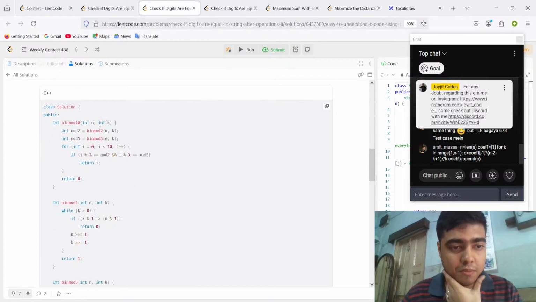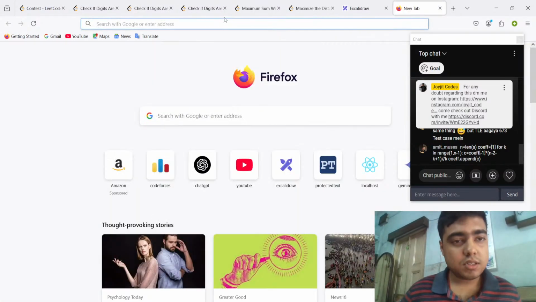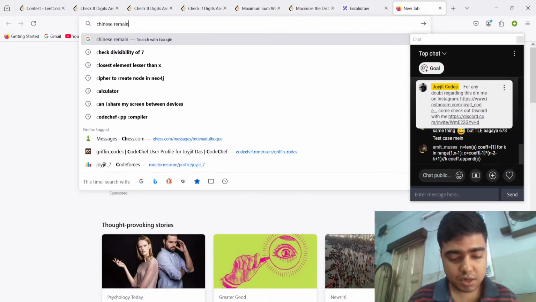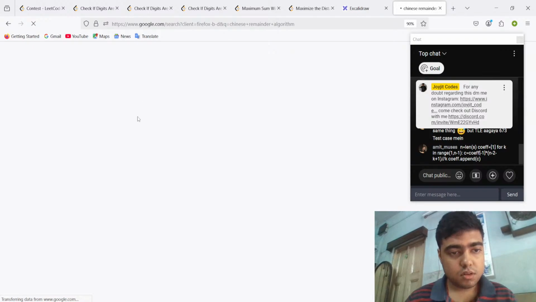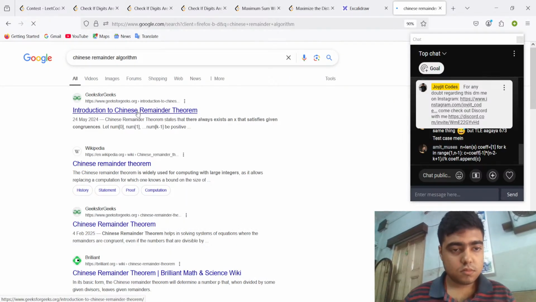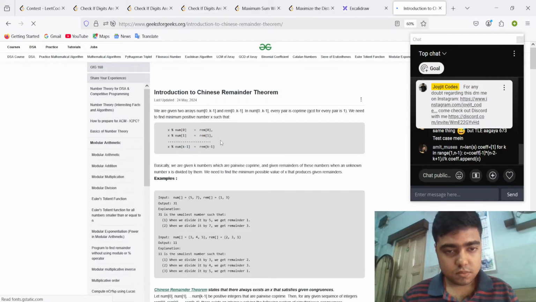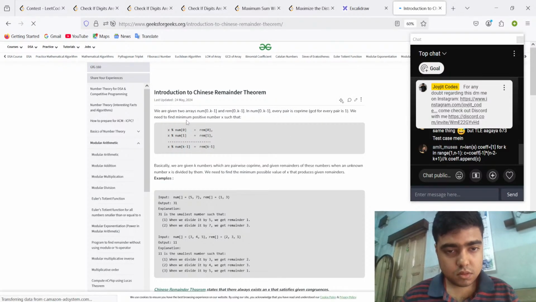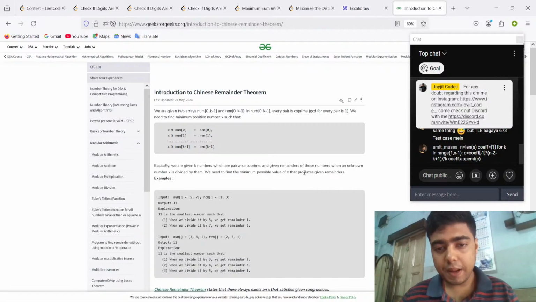So int bin mod 10. So this is a Chinese remainder algorithm. Let's go through it. I don't know what a Chinese remainder algorithm is. Okay, we are given two arrays, and remember the numbers in nums for every pair are co-prime, GCD for every pair is 1. Basically we are given k numbers which are pairwise co-prime, given remainders of these numbers.